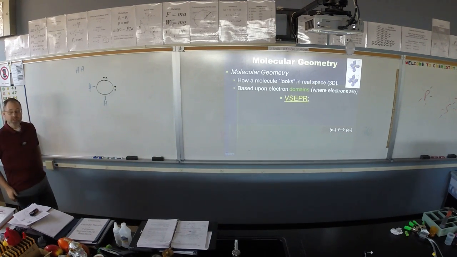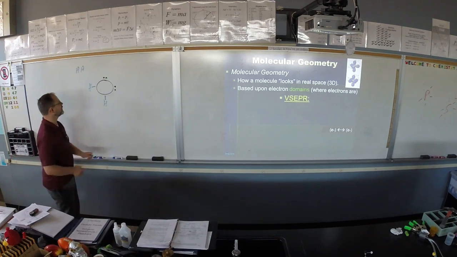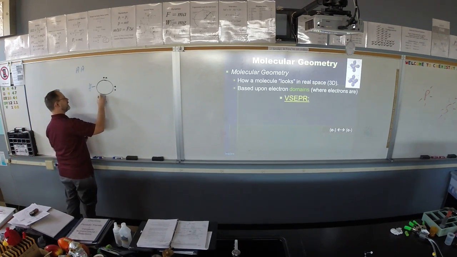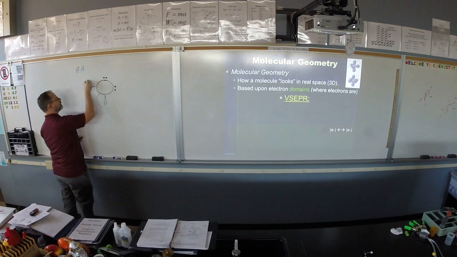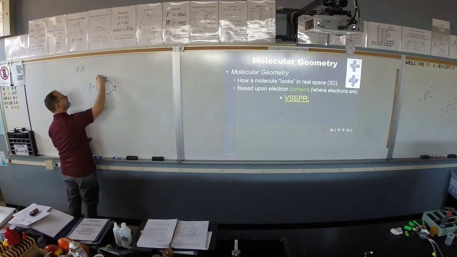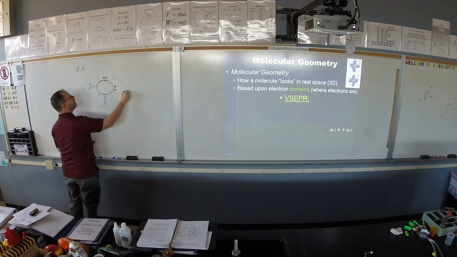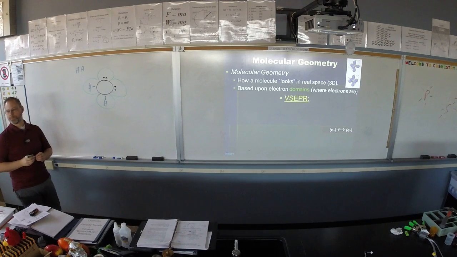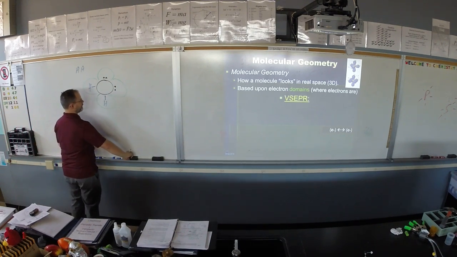Okay? Now, each of these pairs of electrons is referred to as a domain. A domain is like a region or an area. So there's some domains. This bonding pair is a domain. This bonding pair is a domain. This unshared pair is a domain. And this unshared pair is a domain.